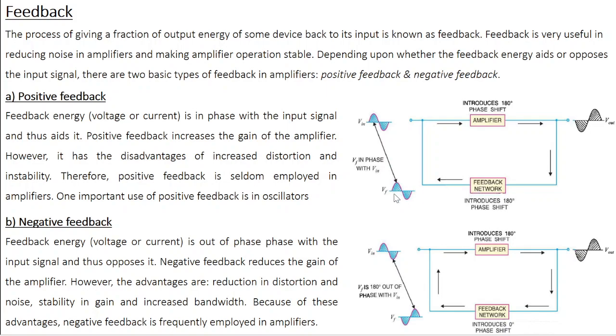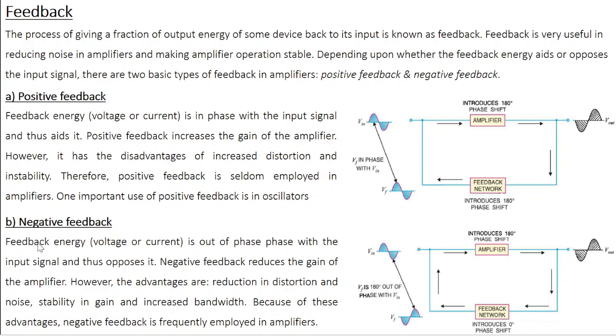So if you look at the feedback signal, this is now in phase with the input signal. The peak matches with the peak. So these two constructively overlap, right? In this way, the positive feedback increases the gain of the amplifier. But it has certain disadvantages. The positive feedback also increases the distortion and instability of the signal. Therefore, positive feedback is seldom employed in amplifiers. But one of the important applications of positive feedback is in oscillators. We will discuss this in the next section.